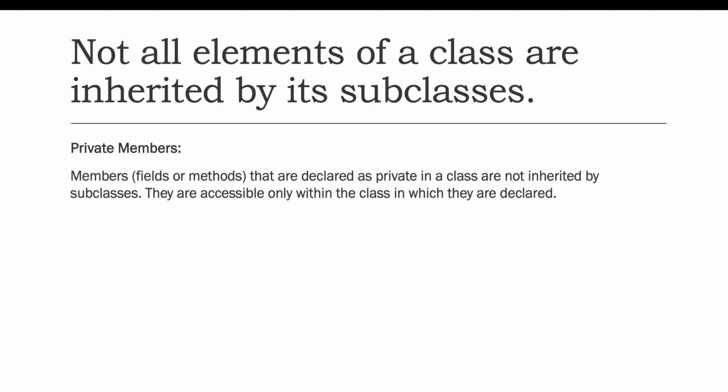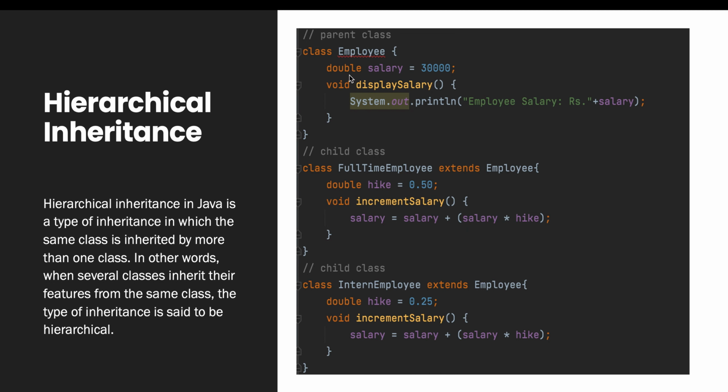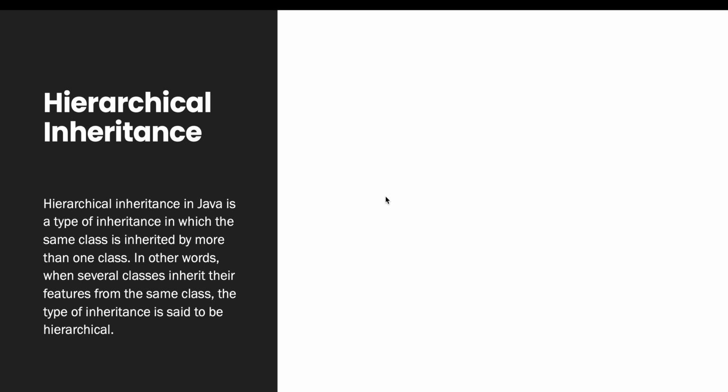So something like what we have seen: the parent class is the employee. It was defined like double salary, and it was not defined with any specific access specifier. So if you define the access specifier as private, that will not be accessible inside the child classes.